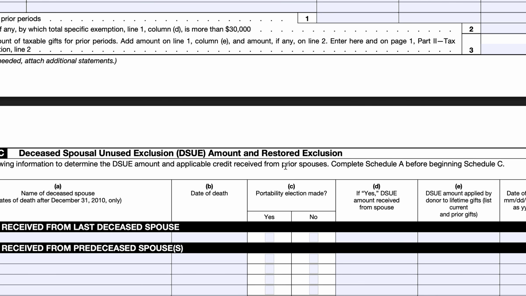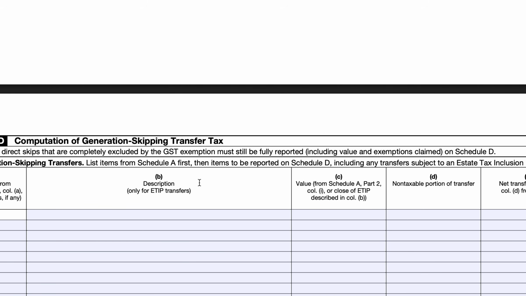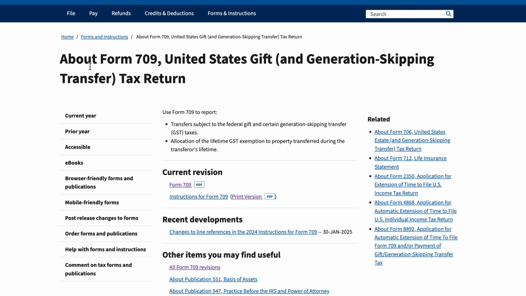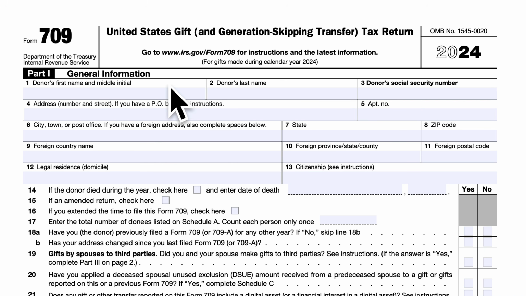Most people don't worry about the restored exclusion. You can focus on the spousal unused exclusion. And again, these are for spouses with the date of death after 2010, so 2011 and forward. And then finally, Schedule D is where you compute your generation skipping transfer tax. So all of those are in separate videos. My apologies. We're going to go step by step through all these fields that I had completed prior to this. So in part one, we're going to complete John Doe's information.